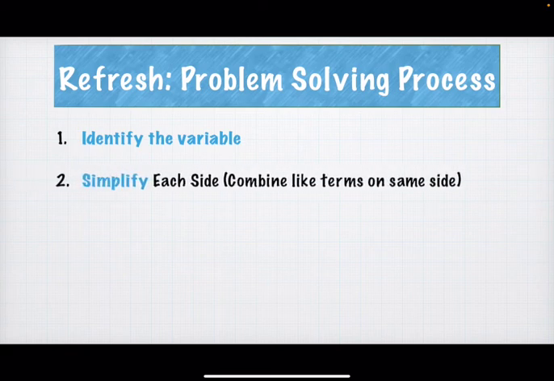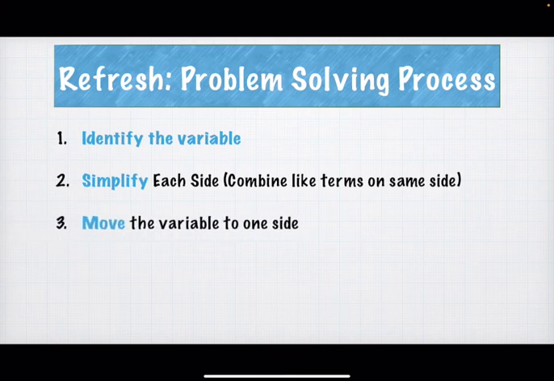You're going to want to simplify each side if possible. This will be a little bit harder to do because you don't actually know what numbers the letters represent. But if you had b plus 2b, then you could combine those to get 3b and make your life easier. You're going to move your variable to one side like you always do. You're going to isolate the variable.